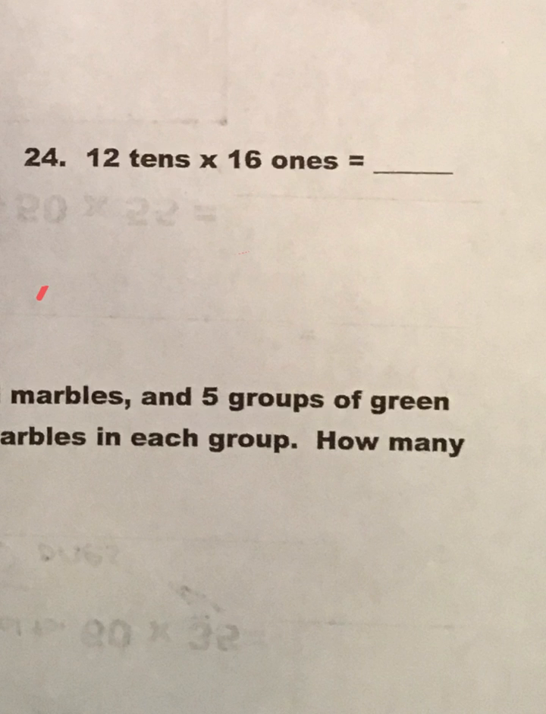In the next problem, we see 12 tens. Well, that's the same as 12 times 10, which would be 120. And we are going to multiply it by 16 ones. So 16 ones, of course, is just 16. So I'm going to write a 1, and I'm going to write the 6 down.